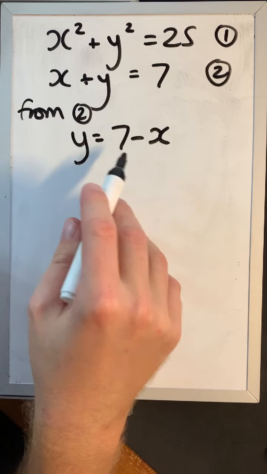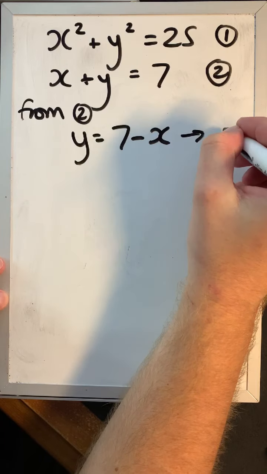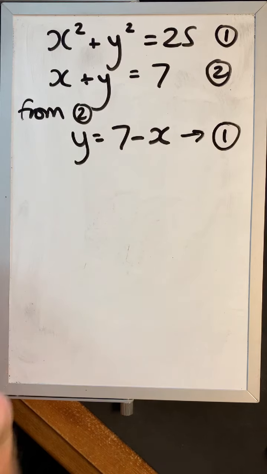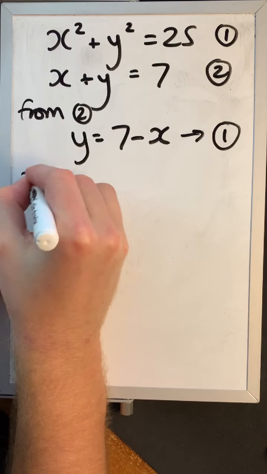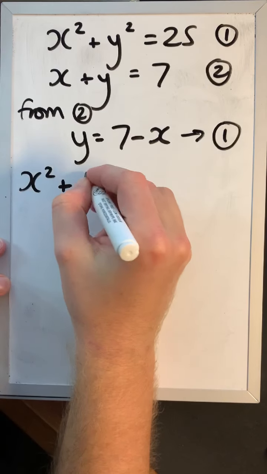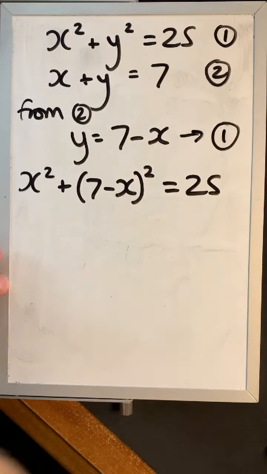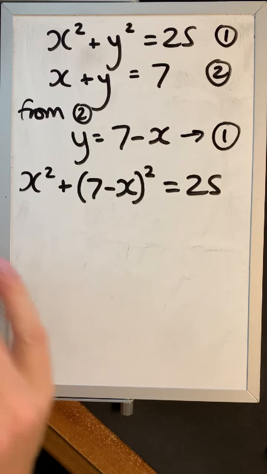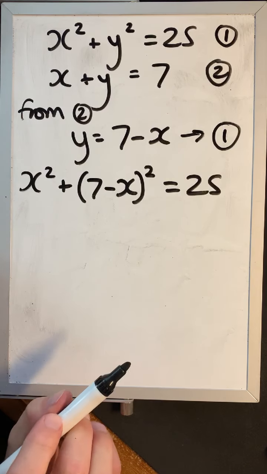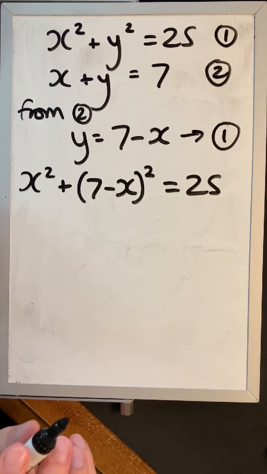So I've got y is equal to 7 minus x. What I can do with this now is substitute this into the other equation. So wherever there's a y, I'm going to write 7 minus x. So equation 1 then is x squared plus y squared, so that's 7 minus x squared is equal to 25. Right, so I've got an equation then with all x's, but now we need to do a little bit of simplification to get it looking more like a quadratic.